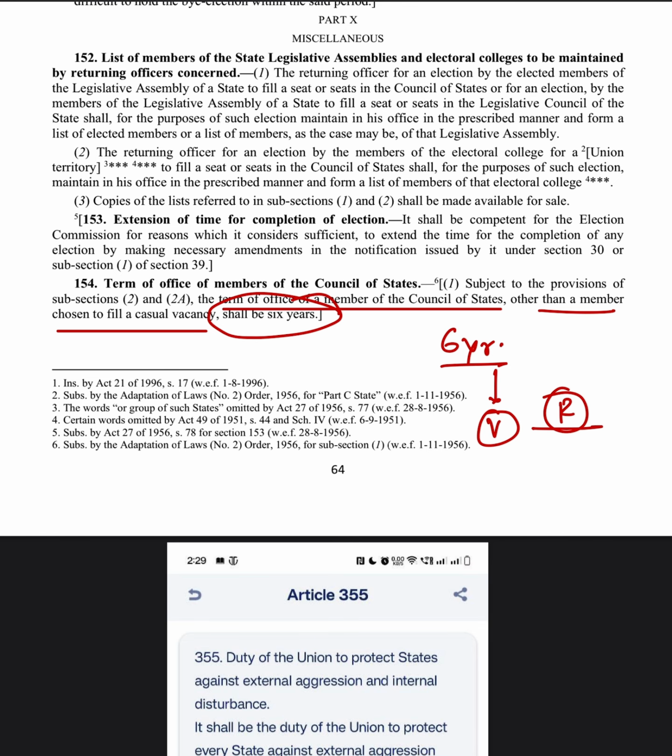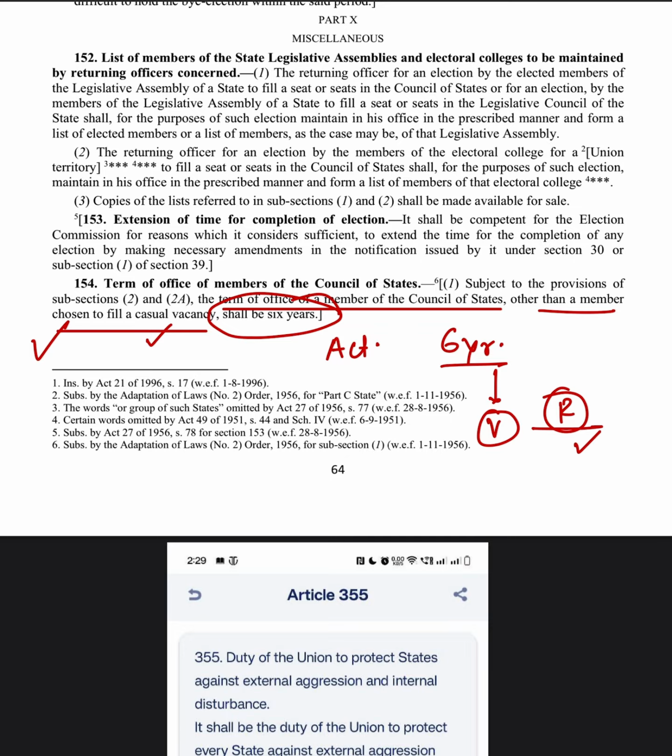So it is mentioned in the Constitution? No. It is mentioned in the Act of the Parliament, the RPA Act, and in general the tenure is 6 years, but for the casual vacancy the remainder of the term. So I hope this is clear. Now let us move to the next.